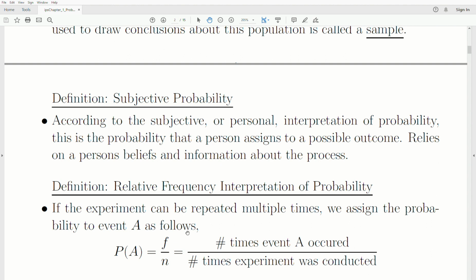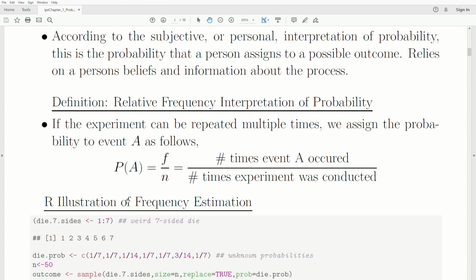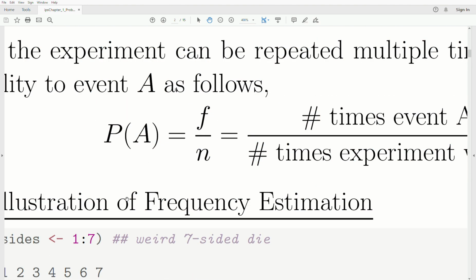Relative frequency interpretation. This is if the experiment can be repeated multiple times. We assign a probability to event A as the number of times that the event occurred over the total number of times it was conducted.